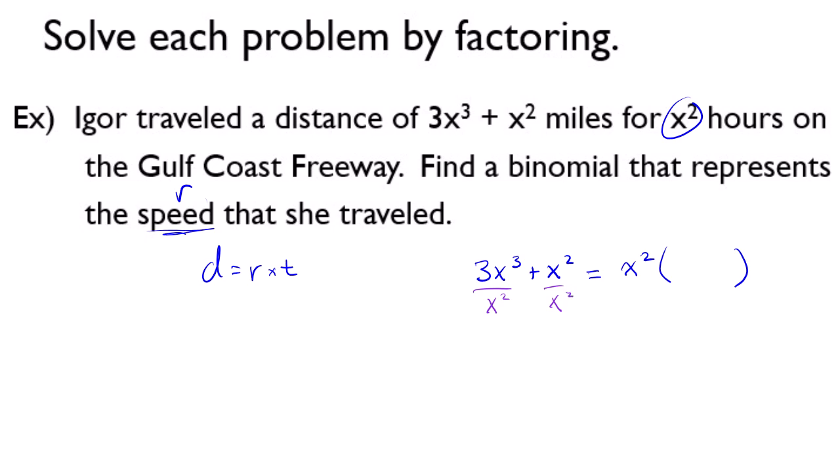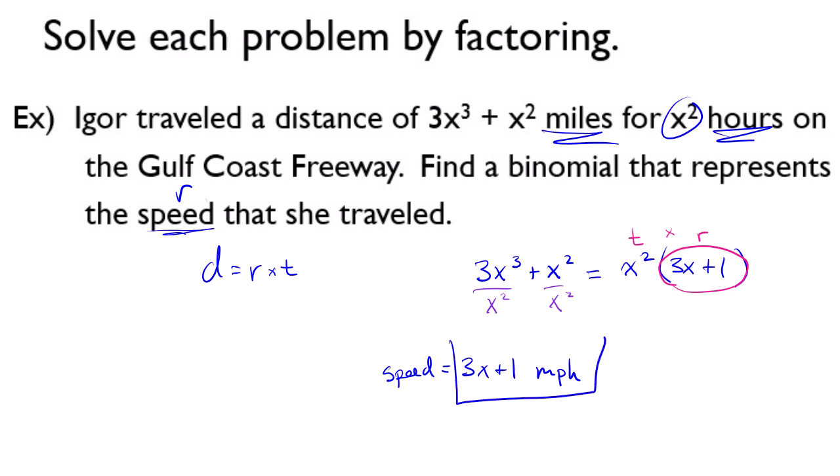And so 3x cubed divided by x squared is going to be 3x. And x squared divided by x squared is 1. So if this is the time, then this must be the rate. So our answer is 3x plus 1. So speed equals 3x plus 1 miles per hour, because we're talking about miles and hours, right? So our rate, our speed, is going to be in miles per hour.